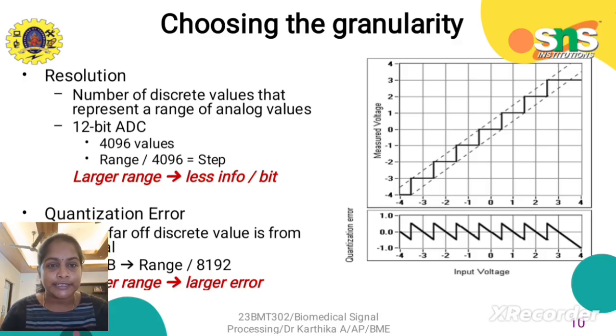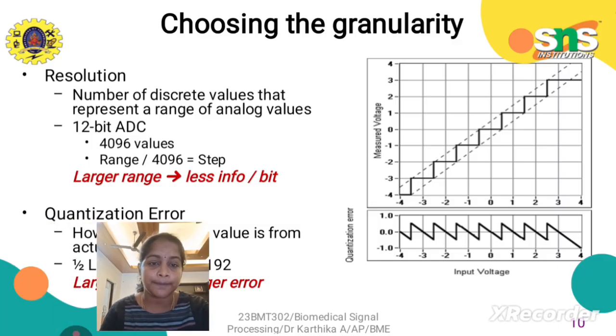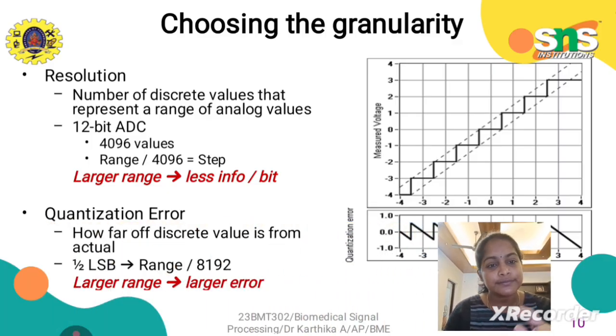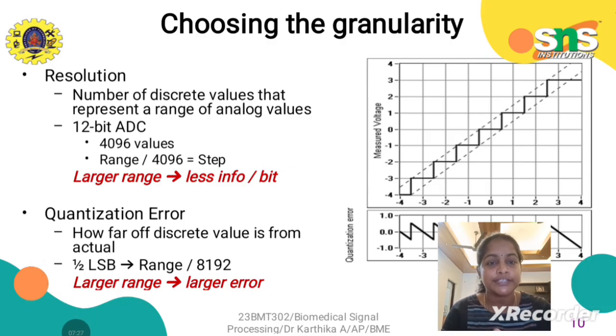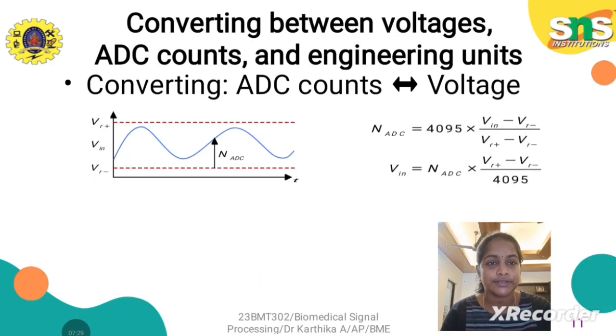Here, if the resolution range is large, less information per bit is obtained. A large range gives a large error, a quantization error. Quantization is nothing but rounding off. It produces a perfect digital output.